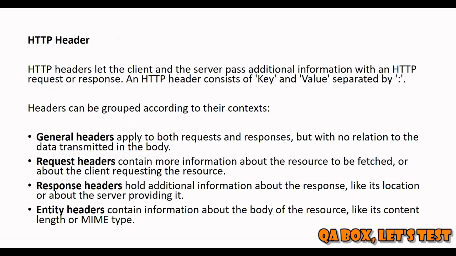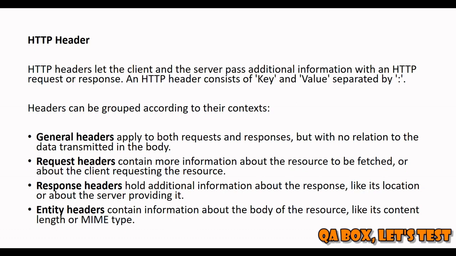Request headers contain more information about the resource to be fetched or about the client requesting the resource. All right. Response headers hold additional information about the response, like its location, or about the server which is providing that response. Entity headers contain information about the body of the resource, like its content length or MIME type.